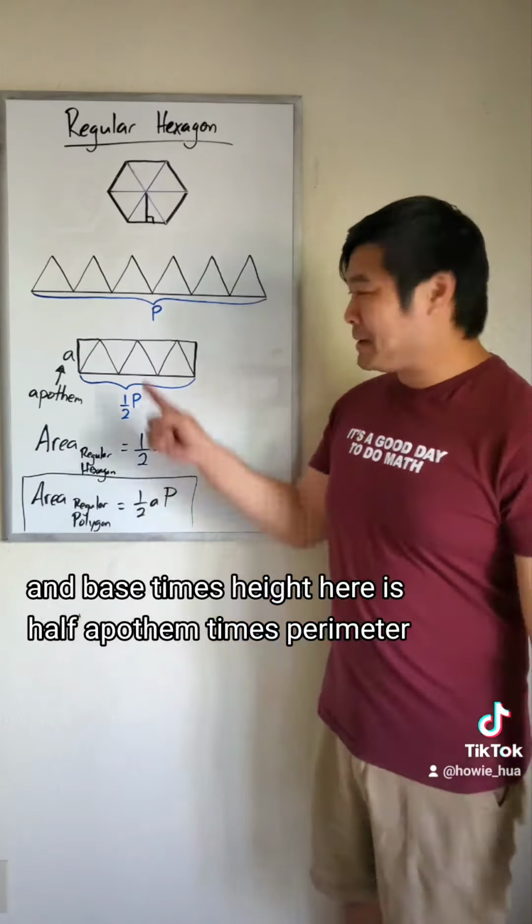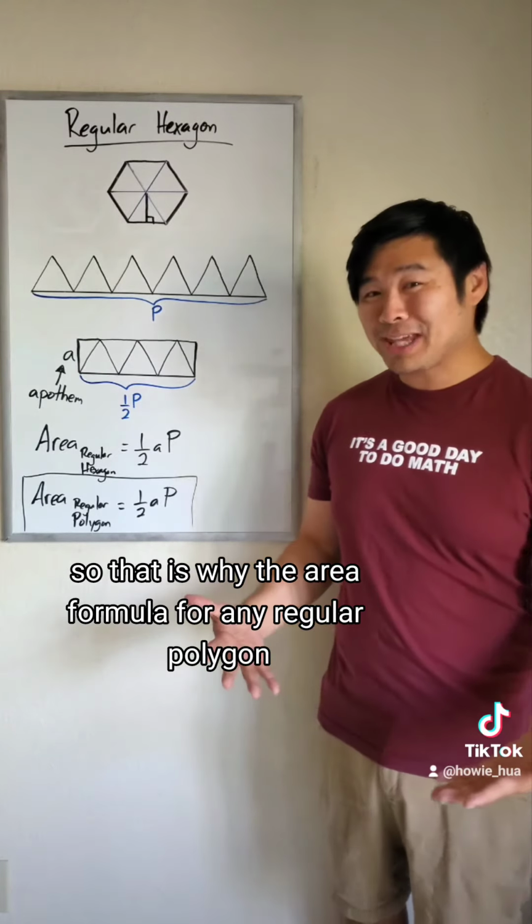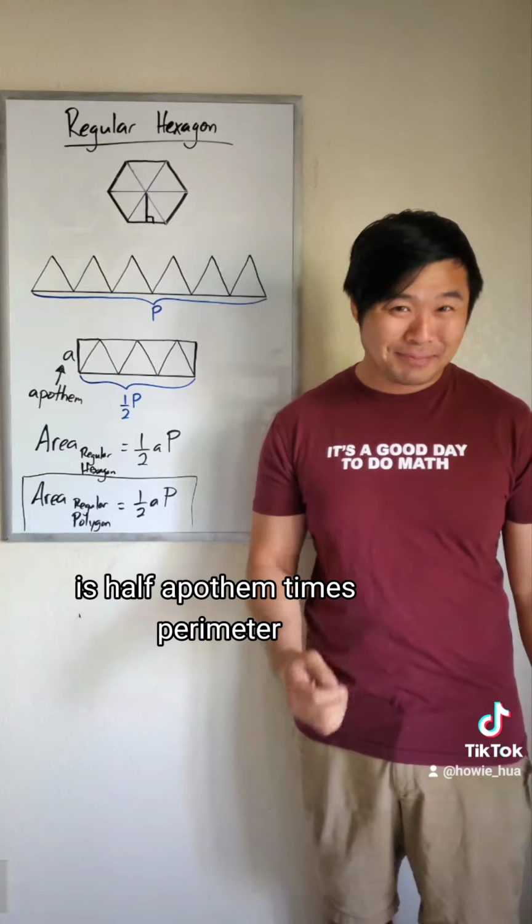And remember, this works for any regular polygon. So that is why the area formula for any regular polygon is half apothem times perimeter.